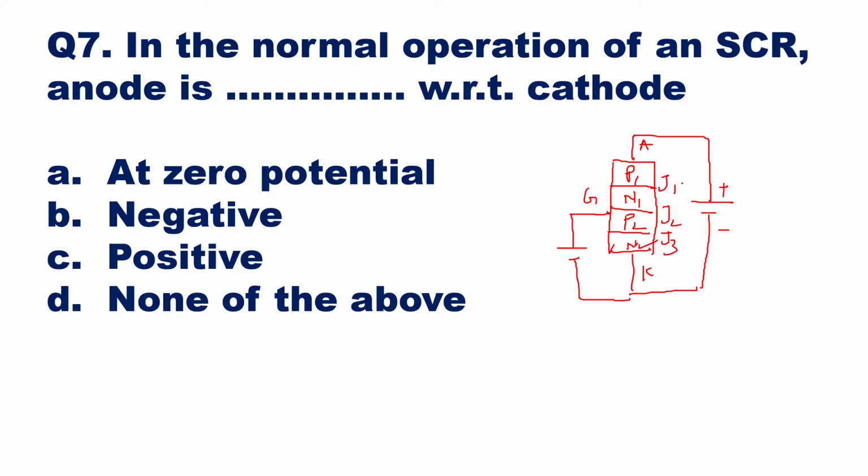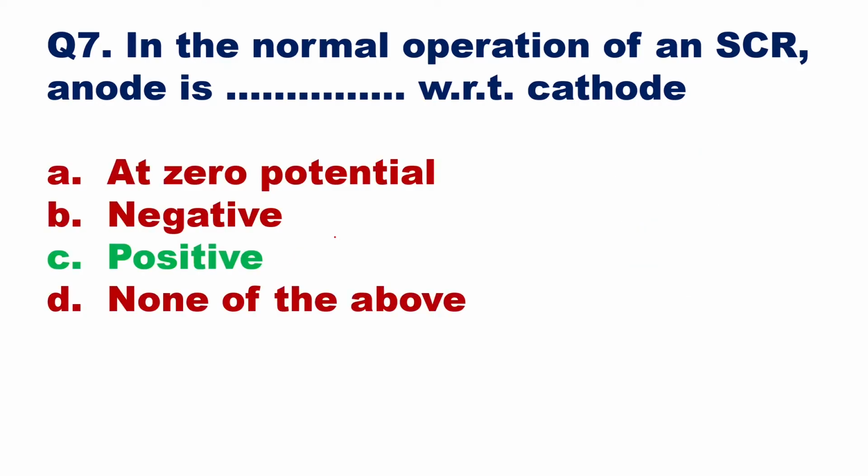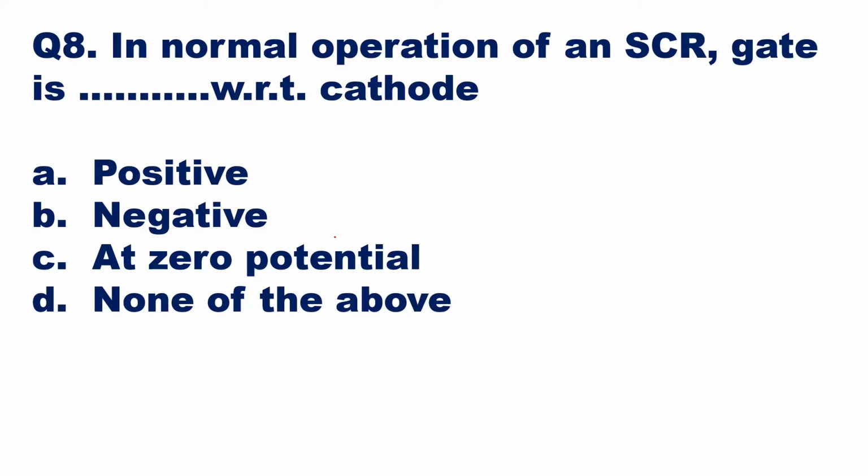But in this question, what has been asked is, in the normal operation of an SCR, the anode is dash with respect to the cathode. So the anode is positive with respect to the cathode. You can see here it is positive with respect to the cathode. So option C will be the right answer, positive. Then we'll go to question number 8.